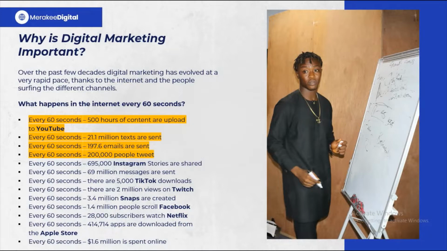So in every 60 seconds, 197.6 million emails are sent. Every 60 seconds, 200,000 people tweet. Every 60 seconds, 695,000 Instagram stories are shared. Every 60 seconds, 69 million messages are sent. Every 60 seconds, there are 5,000 TikTok downloads. It really gets interesting with all of the things happening on the internet. 1.4 million people scroll on Facebook. 3.4 million snaps are created on Snapchat. 28,000 subscribers watch Netflix. Everybody is watching videos on Netflix. So people are saying, come to my house, let's do Netflix and chill. And I'm talking about my Nigerian fans right now. So a lot of things are happening on the internet every 60 seconds.